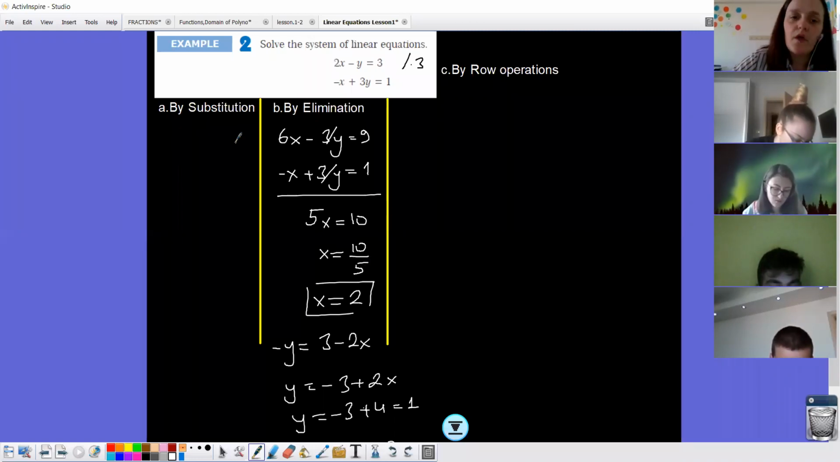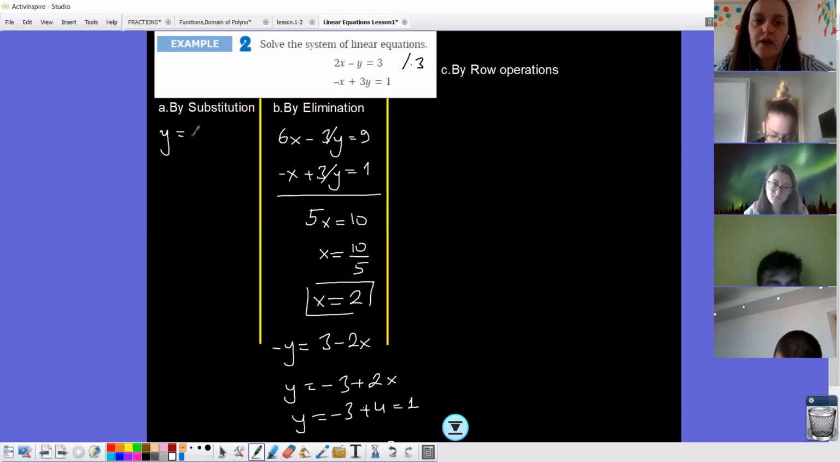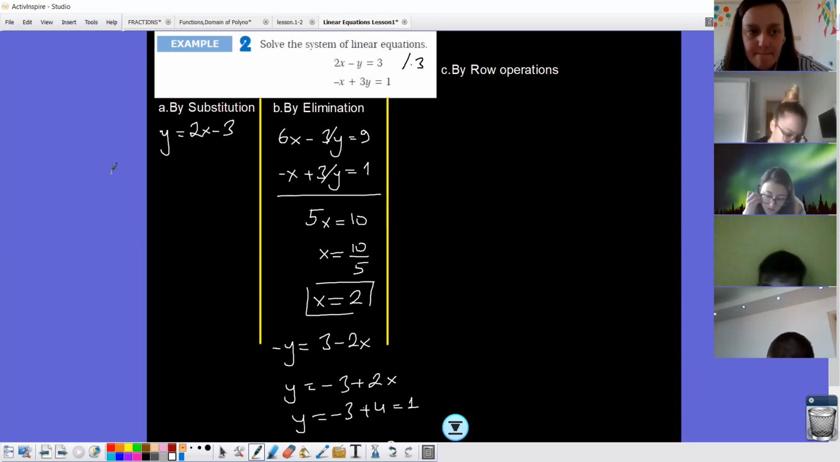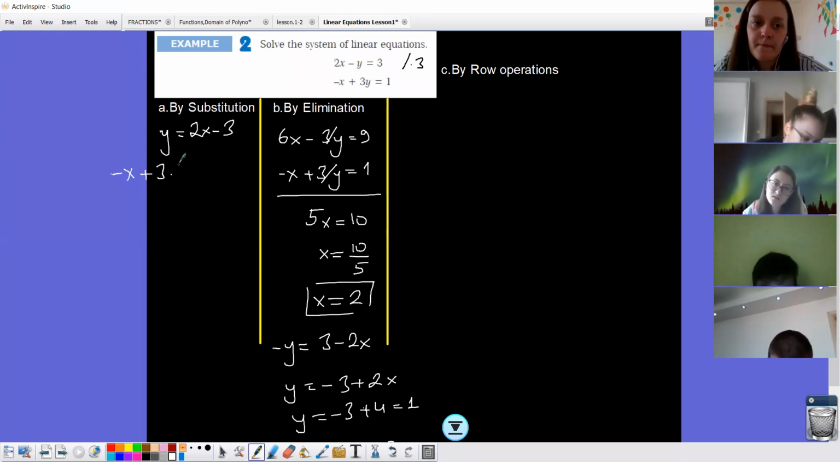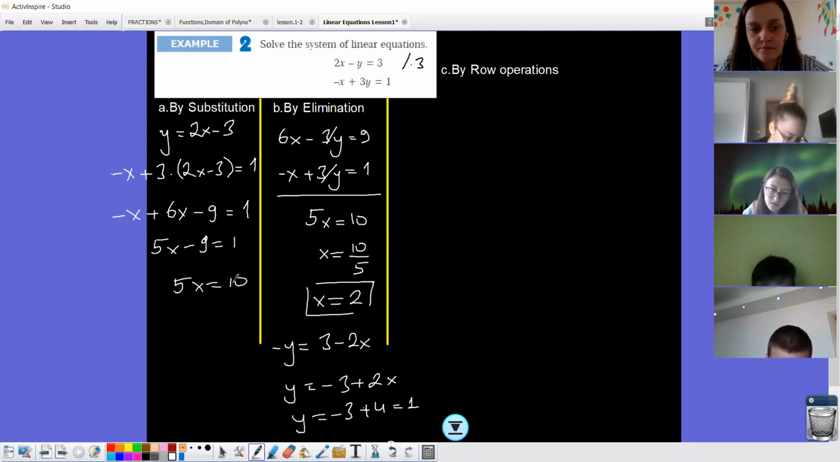Giovanna, you have solved the first one? Yes, teacher. Okay, let's solve with you then. From the first equation, we find y. It will be y is equal to 2x minus 3. So from the first equation, we are finding y in terms of x. Then in the second equation, I did minus x plus 3 times, instead of y we write 2x minus 3 in parentheses, is equal to 1. Minus x plus 6x minus 9 is equal to 1. It will be 5x minus 9 is equal to 1. So 5x is equal to 10 and x is 2.